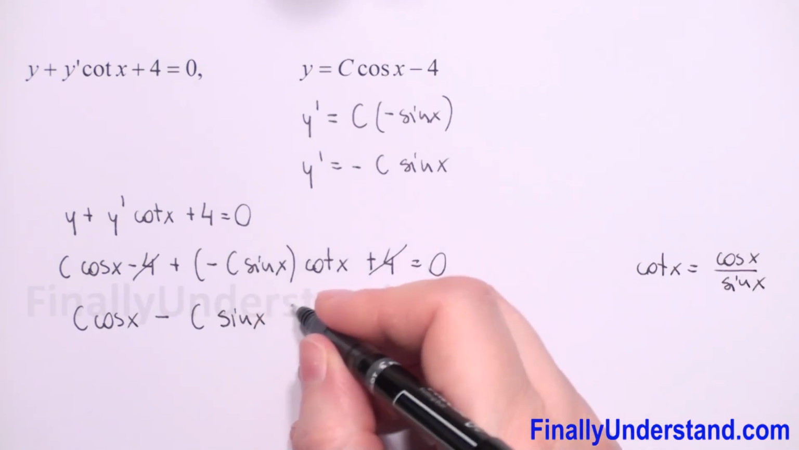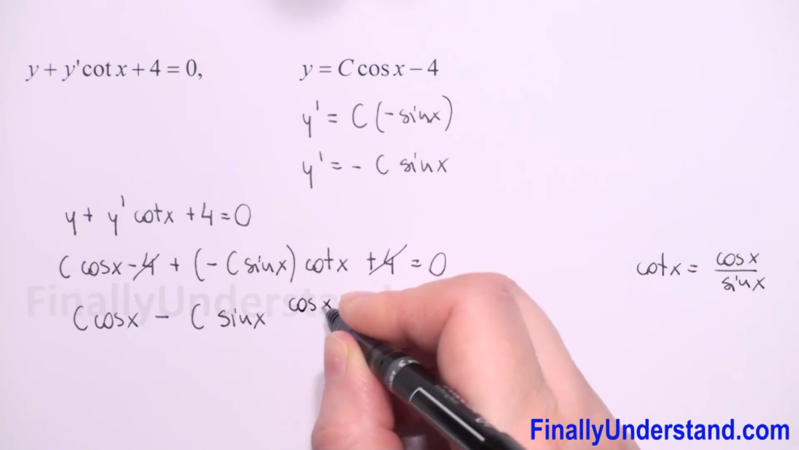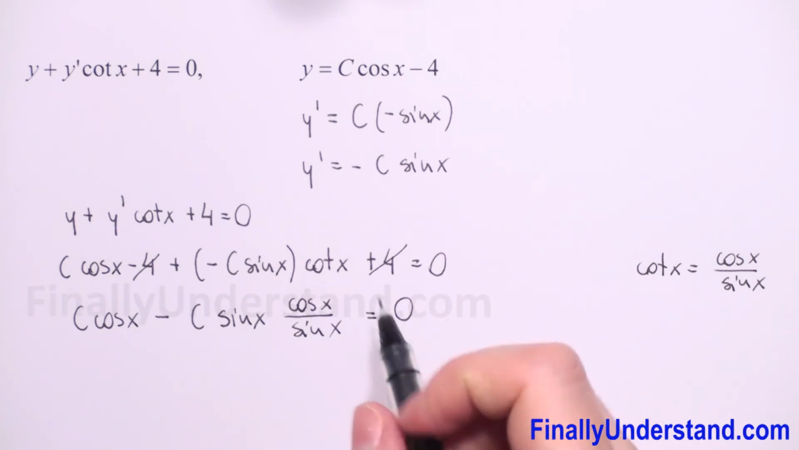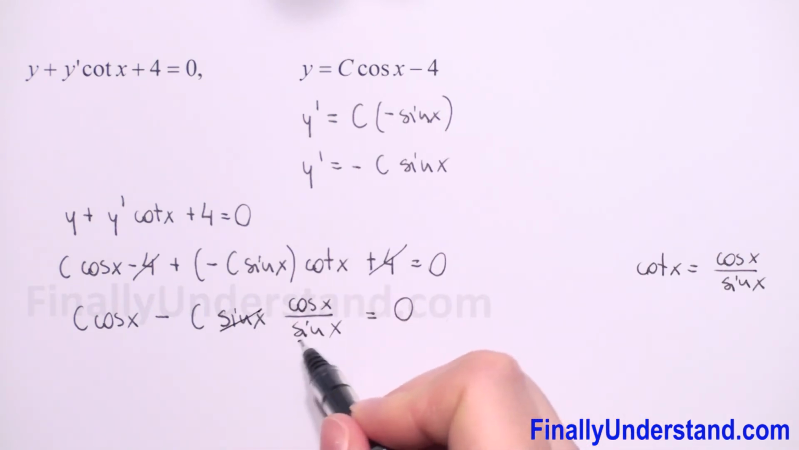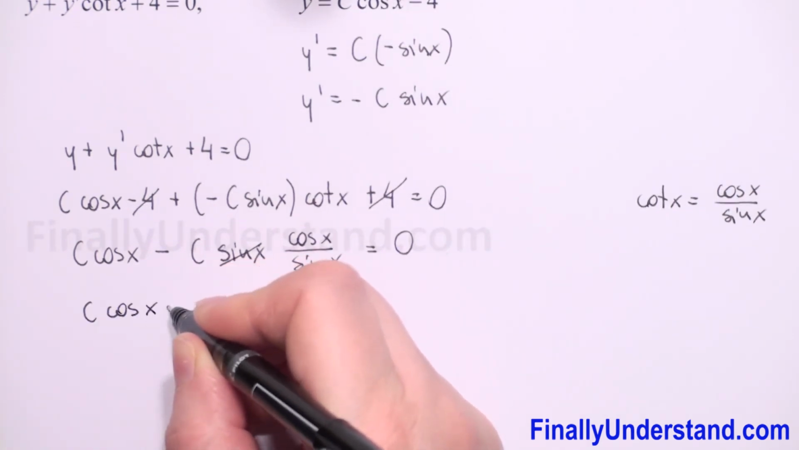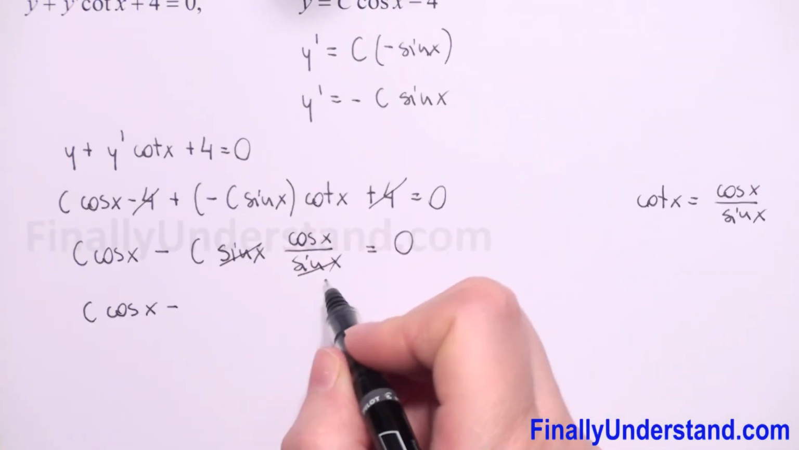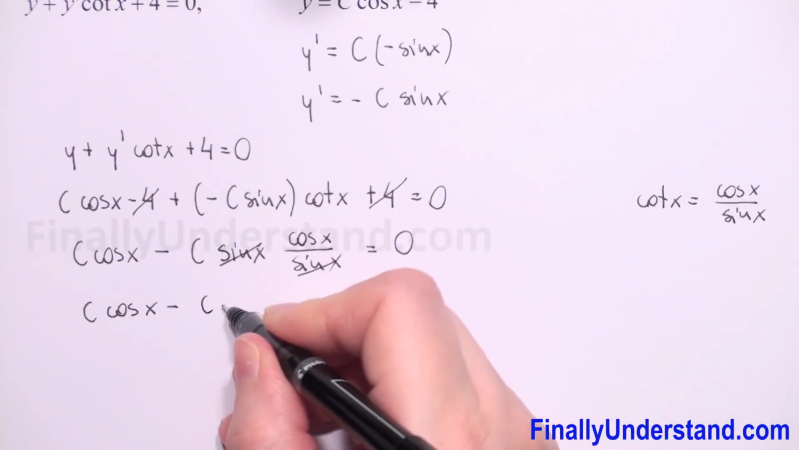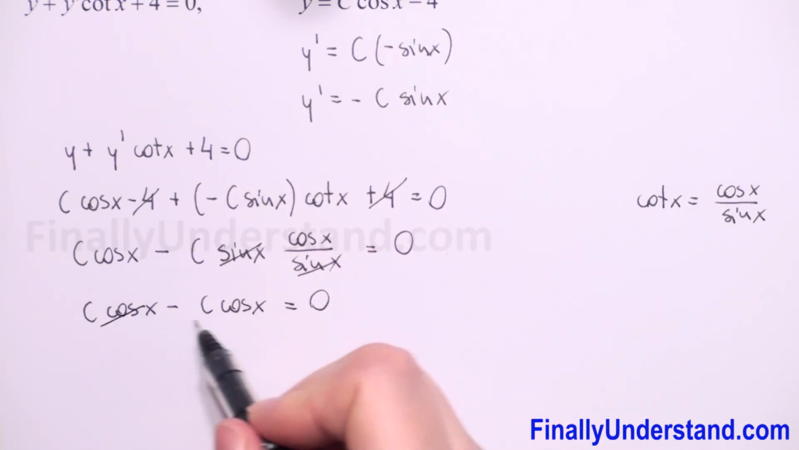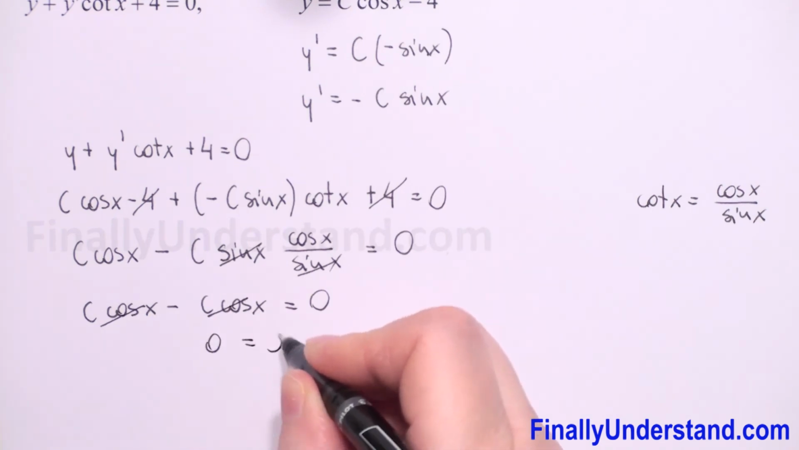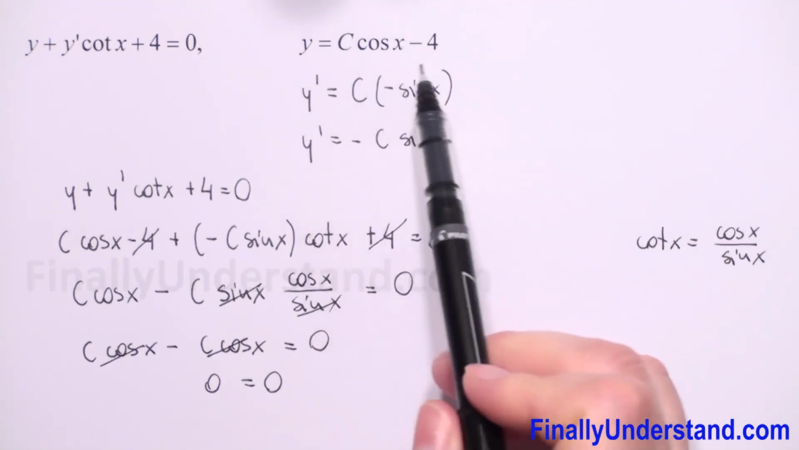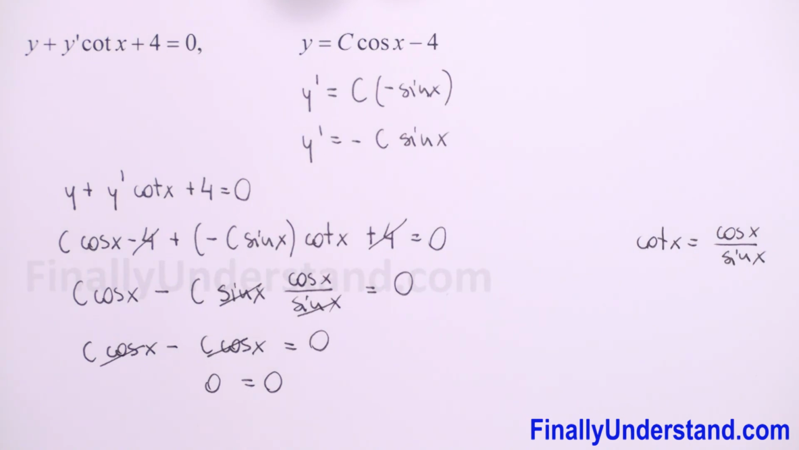So we can substitute cotangent as cosine of x over sine of x. This should be equal to 0. So now we can reduce sine and sine, and we have c times cosine of x minus, because we reduce sine, c cosine of x equals 0. We see that the left side will reduce and we have 0 equals 0. It means that our given function is a solution to our differential equation.